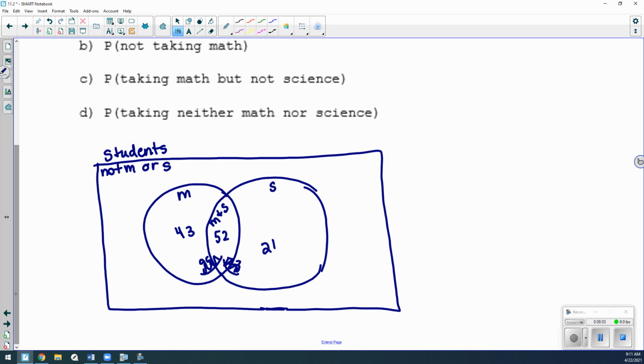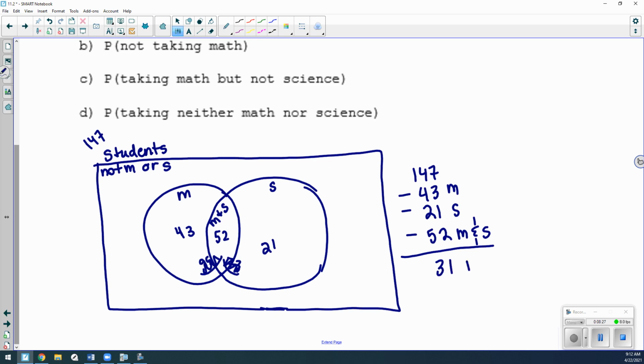So we know that in a class of 147 students, I'm going to do some scratch work over here. 43 are just taking math, 21 are just taking science, and then 52 are taking both math and science. So the difference will be 31, and that means not math or science. So this number out here is going to be 31.